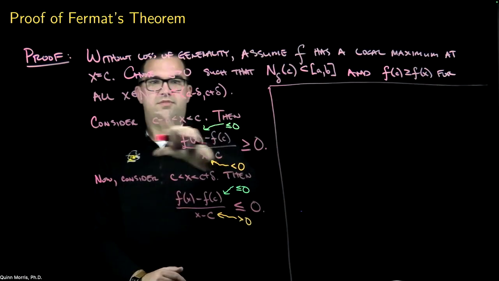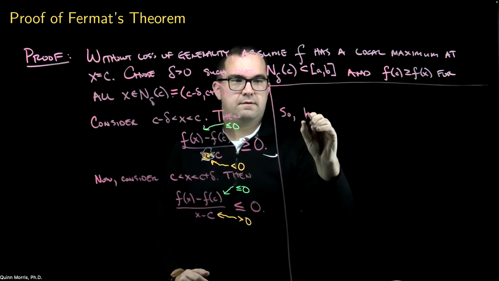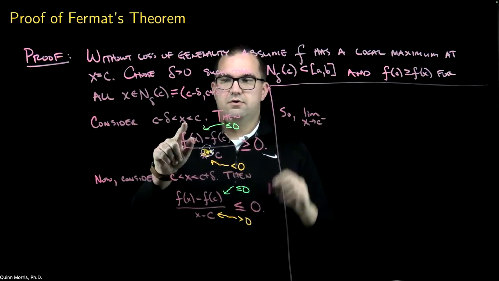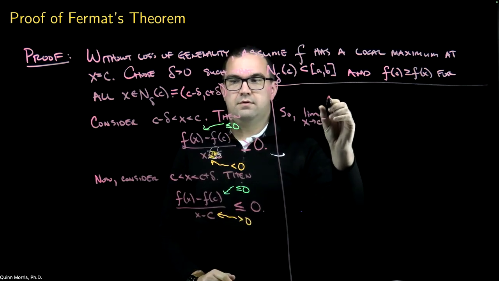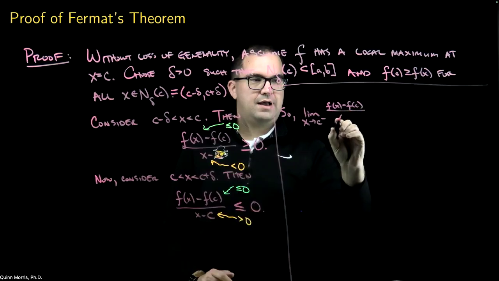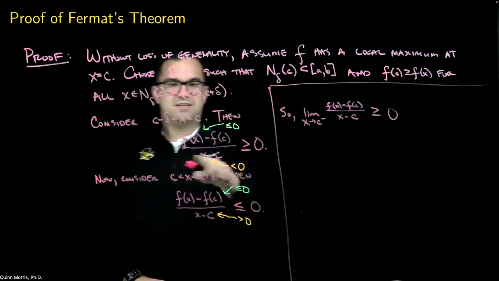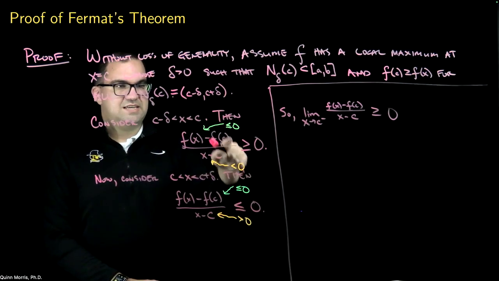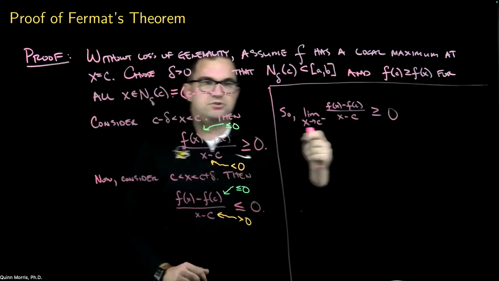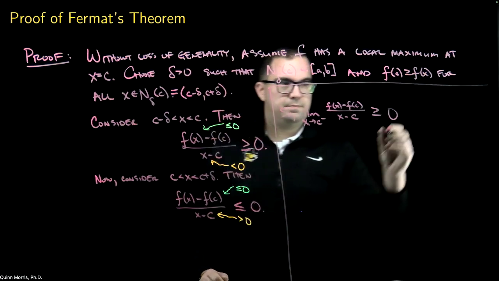So based on this part of the proof here, that tells us that the limit as x approaches c from below of f of x minus f of c over x minus c must be greater than or equal to 0. So for every x value close to c but below c, this quantity is greater than or equal to 0. So if you take the limit of a bunch of values, each of which is greater than or equal to 0, the limit must be greater than or equal to 0.